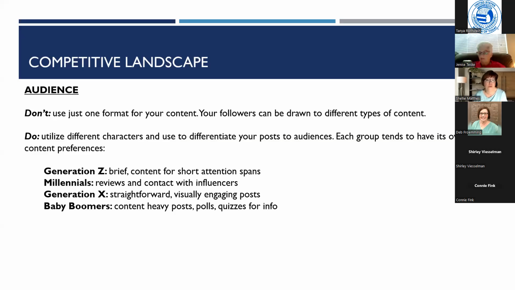Audience. So don't use just one format for your content, because followers can be drawn to different types of content. Do utilize different characters. By characters, I mean different personas to differentiate your posts to audiences. Each group tends to have its own content preferences. So for example, Generation Z prefers brief content for short attention spans. So, okay, to me, that's saying, okay, toddler. So I need to keep it short and brief, but still need to get it out there.